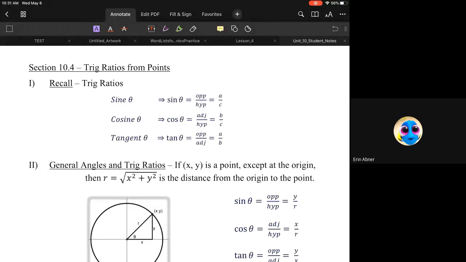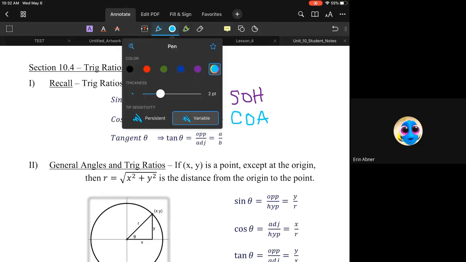All right, ladies and gentlemen, we are going to go over the 10.4 or the trig ratios. We're looking at this up here, which is your sine. Your sine is your opposite over hypotenuse, which is going to be your SO. When you hear the SOHCAHTOA, CAH is going to be your cosine, which is your adjacent over hypotenuse, and then your tangent, which is your TOA.